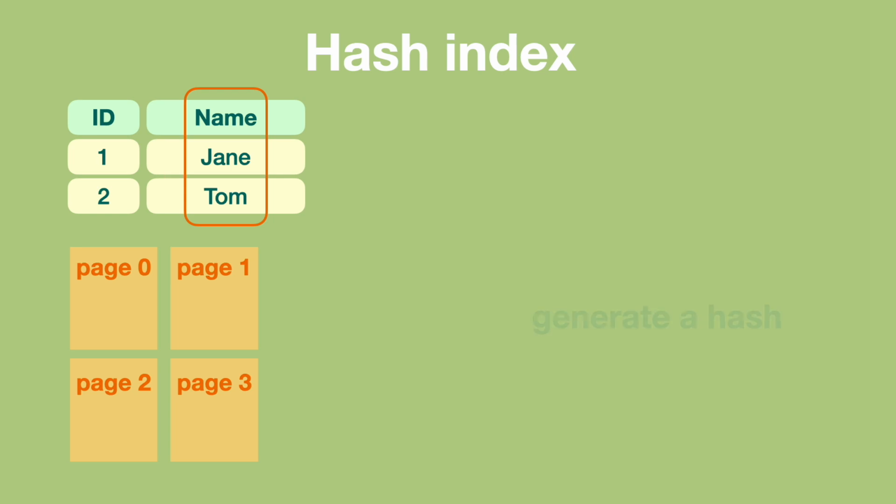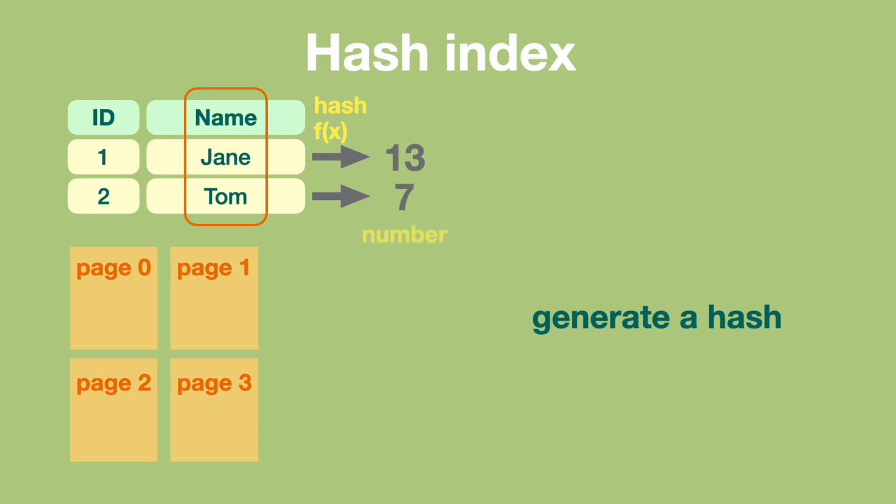First, it generates a hash. PostgreSQL takes the value from the column and applies a hash function to it. This function's job is to convert that value into a single fixed-sized number, which is called a hash. This number is a unique fingerprint of the data. The most important rule of a hash function is that for the same input, it will always produce the exact same output.